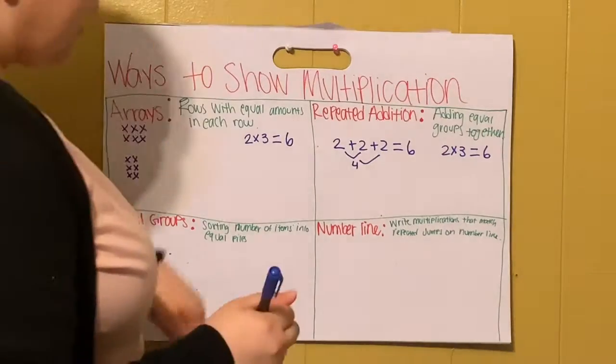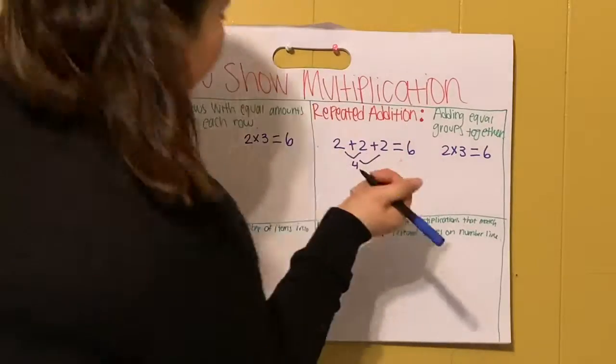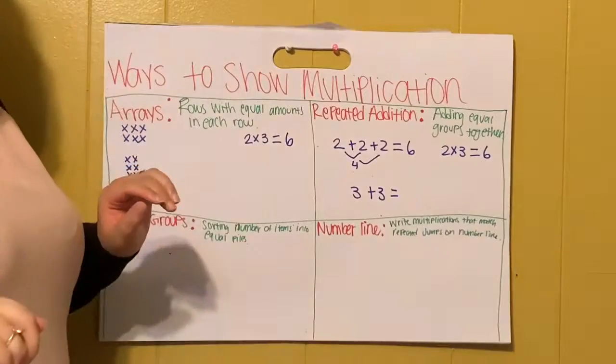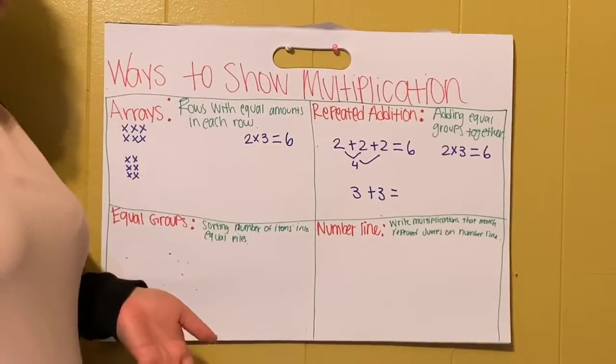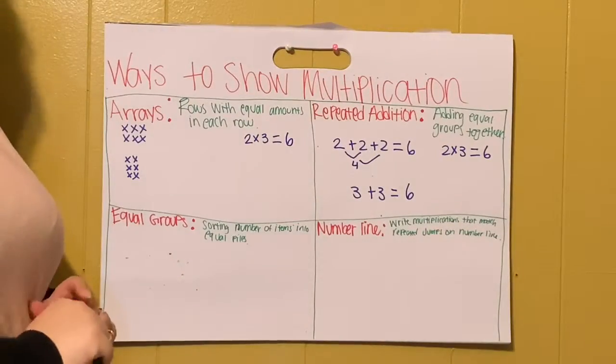Really fun. Now, we can add 3 2 times. So if we have 3 plus 3, now that's a simple math fact. That's 6. Good job. That's repeated addition, a way to show our work.